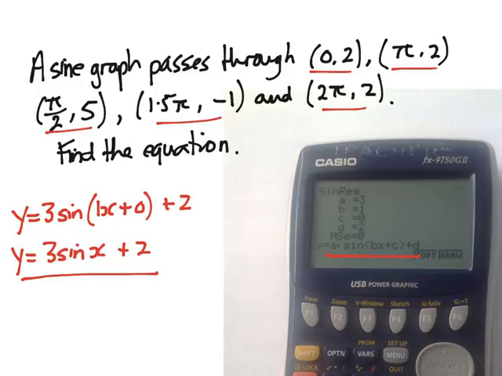Just remember, for the sine graph you need 5 points. For the cubic you need 4 points. For the parabola you need 3 points.